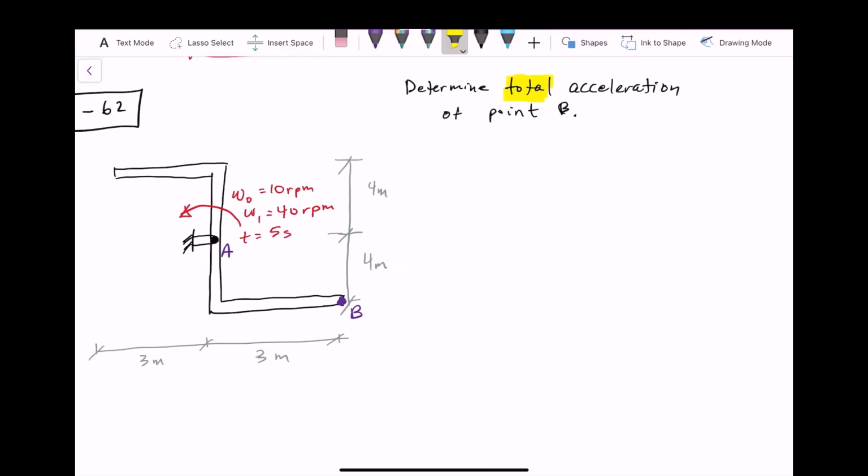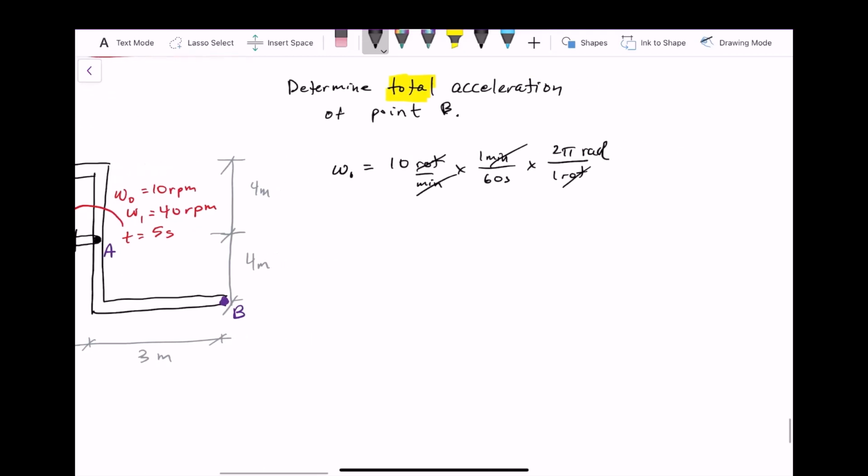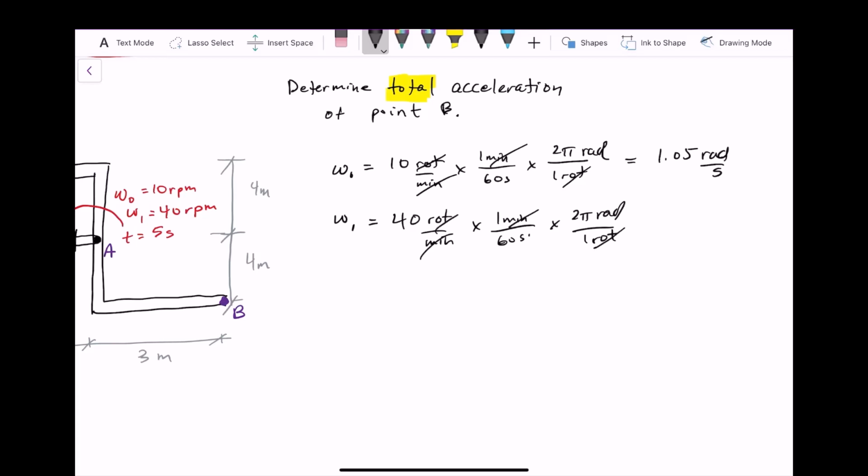First, now that we've drawn our figure, we want to take all of our knowns and make sure we're in base units. Similar to the last problem, we have an initial velocity and final velocity that need to be converted to base units, so let's go ahead and do that. So our minutes and minutes cancel out, our rotations cancel out, and we're left with an initial velocity of 1.05 rads per second. Then 40 rotations per minute. Same deal. So you can see I'm just using the same conversion each time. And our units, you can see, work out.